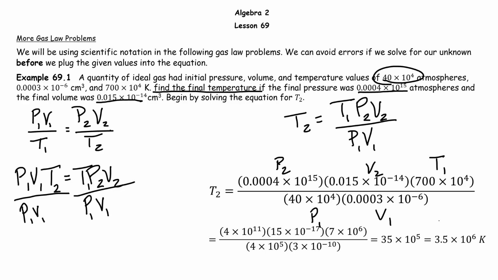Scientific notation, that is the correct form. You want only one digit to the left of the decimal place, so you would write it as 3.5 times 10 to the 6th kelvins for the final temperature.